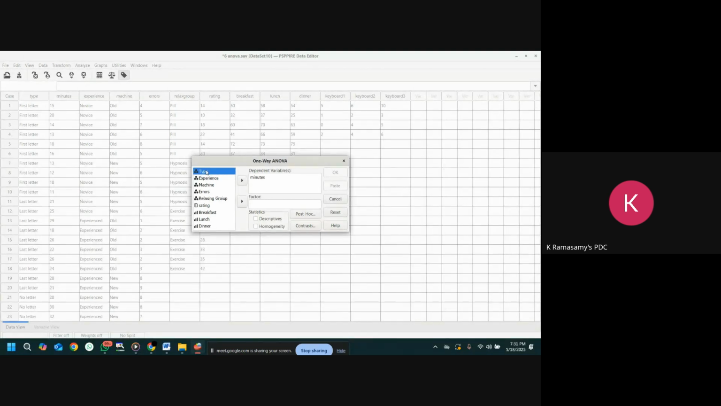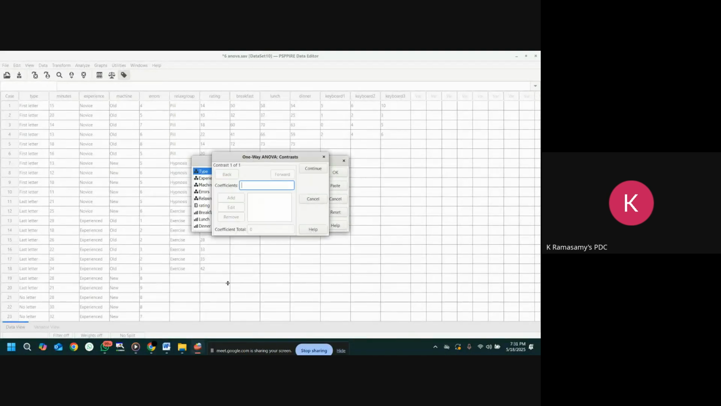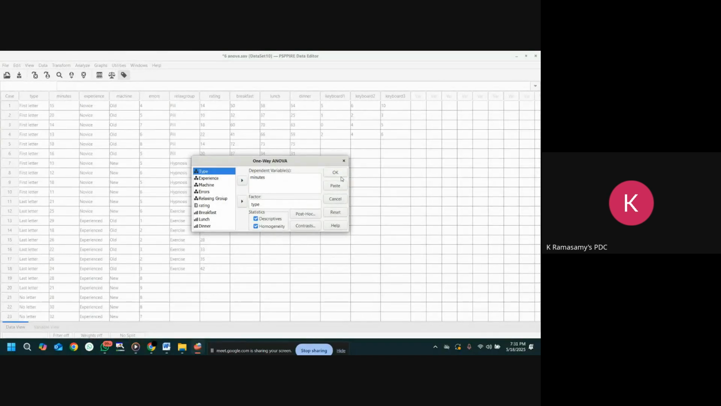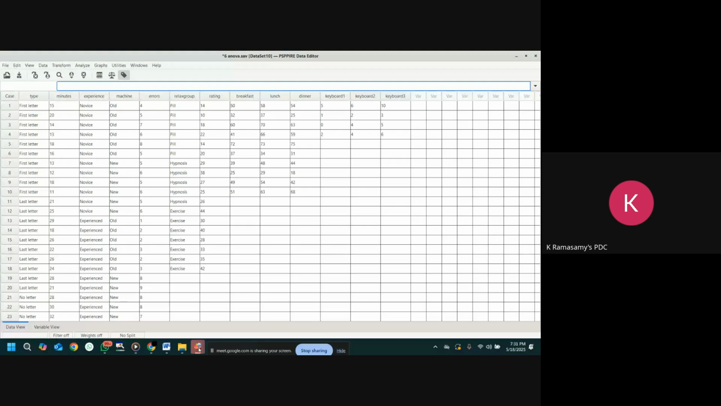Those who are with first letter hint, those who are with last letter hint, those who are with no hint. Okay, type. Send it to factor. Minutes are sent to dependent variable and the group of respondents sent to the independent variable. Now, I need descriptive statistics. I need homogeneity. What about post-hoc? I don't need any post-hoc now. What about the contrast? No contrast now. I have only this answer. Click on OK. You get the output now.